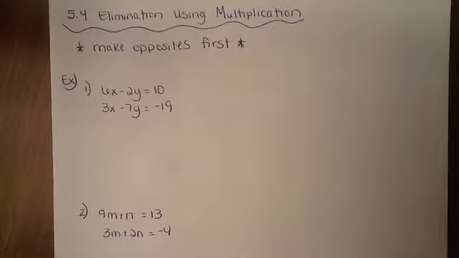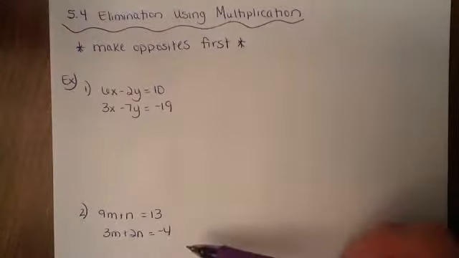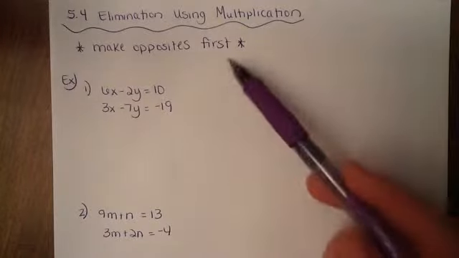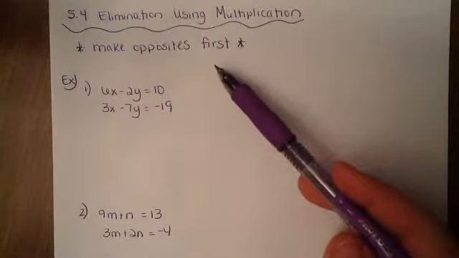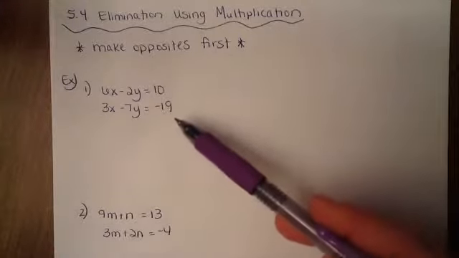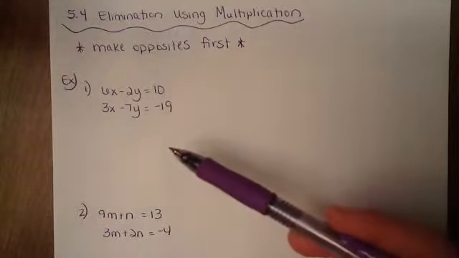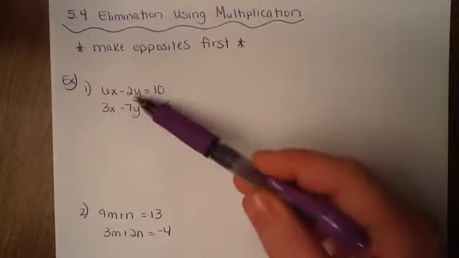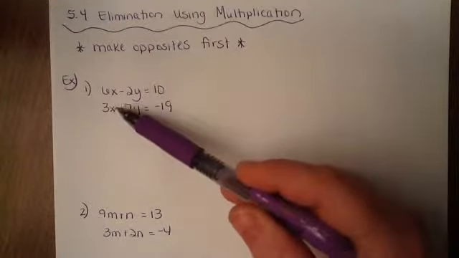Hello, mathematicians. Today we are going to use elimination again to solve systems of equations. As we've discussed before, in order to use elimination, you have to have opposites, so one of your variables eliminates. Today, however, we are going to have to make the opposites. If we look here, none of our x's or y's cancel yet.